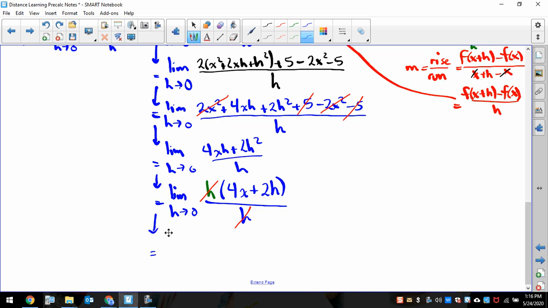So let's simplify. This is what's left over. And now finally, we can go ahead and plug in h equals 0.